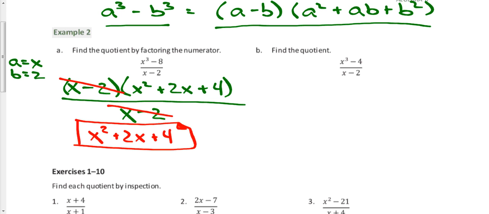How can I do the same thing with my second one? Here's what I want to do. I want to rewrite this to have this in here. So, how would I do that?